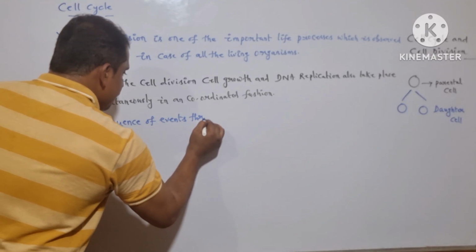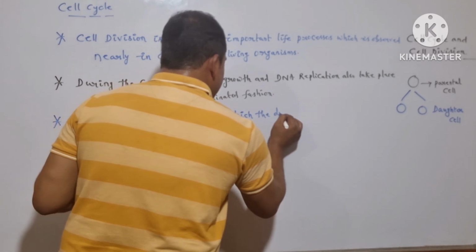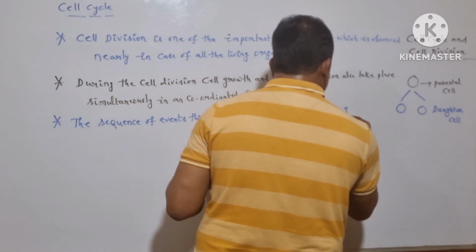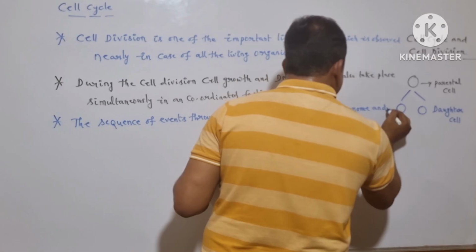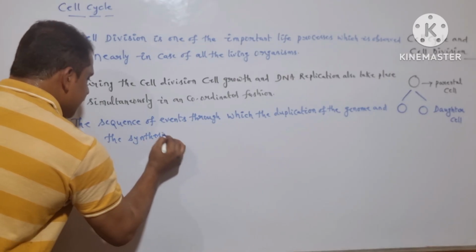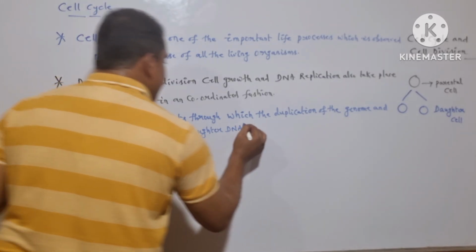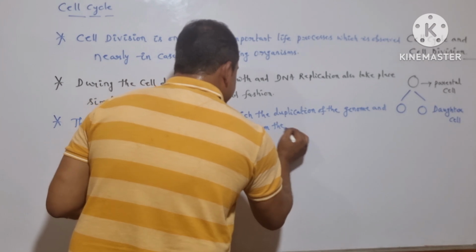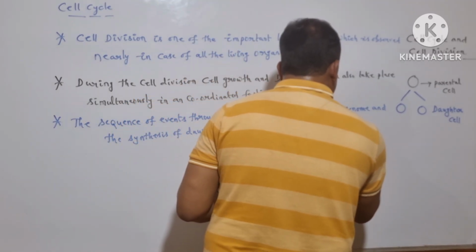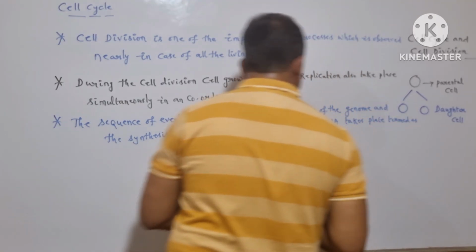The sequence of events through which the duplication of the genome and the synthesis of daughter DNA from the parental DNA takes place is termed as the cell cycle. Termed as cell cycle, right?